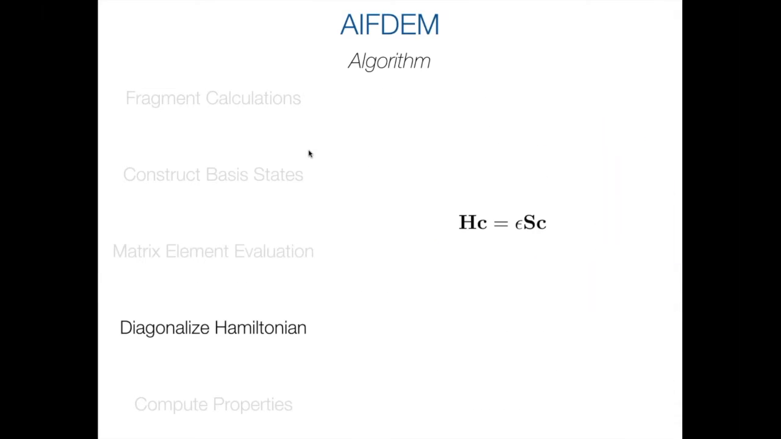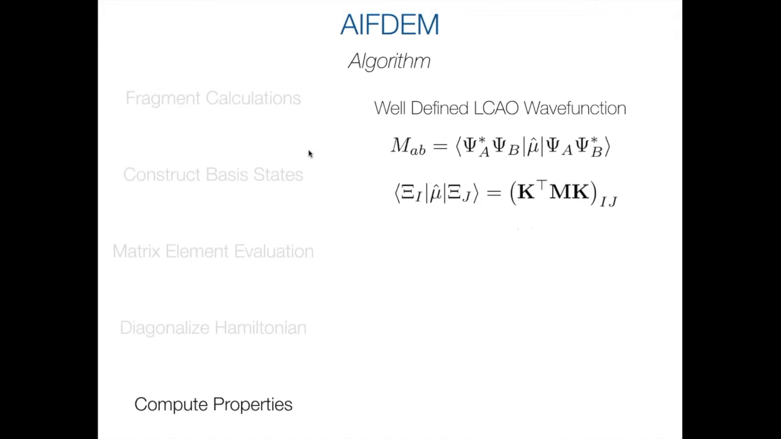Once the matrix elements have been evaluated, we can simply solve the generalized eigenvalue problem, and diagonalize the Hamiltonian. And so we have a well-defined LCAO wave function. All of the properties that are available in QChem are available to us. Simply evaluate the operators in the exciton-site basis, which allows us to get something like a transition dipole moment, as shown here.